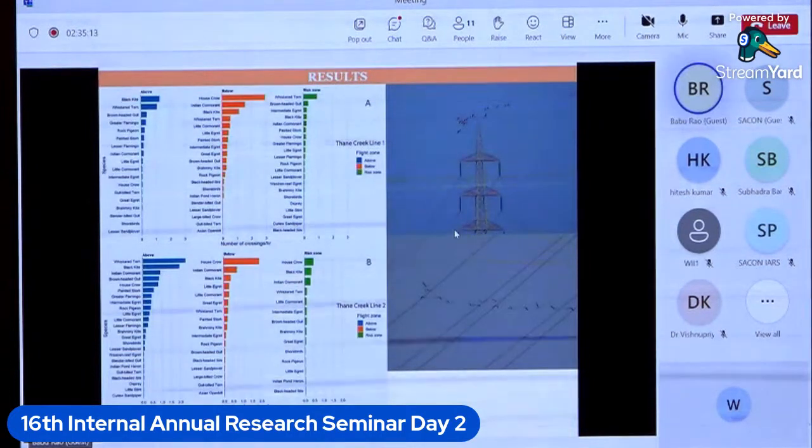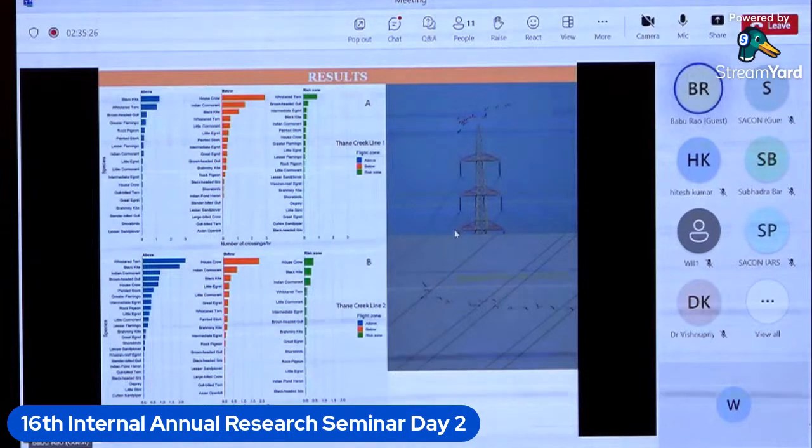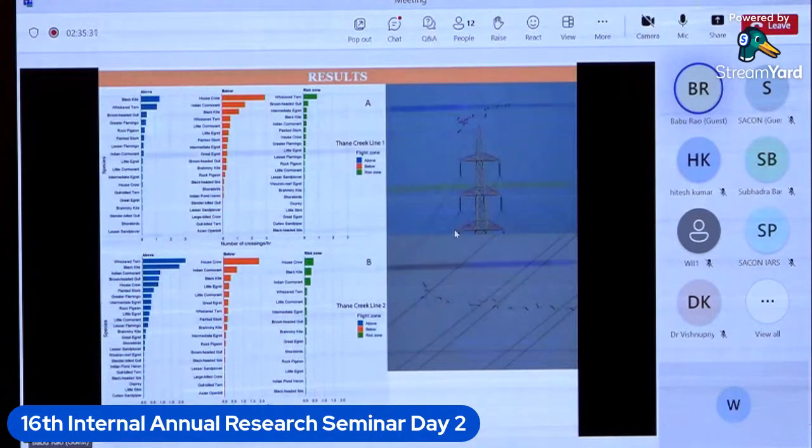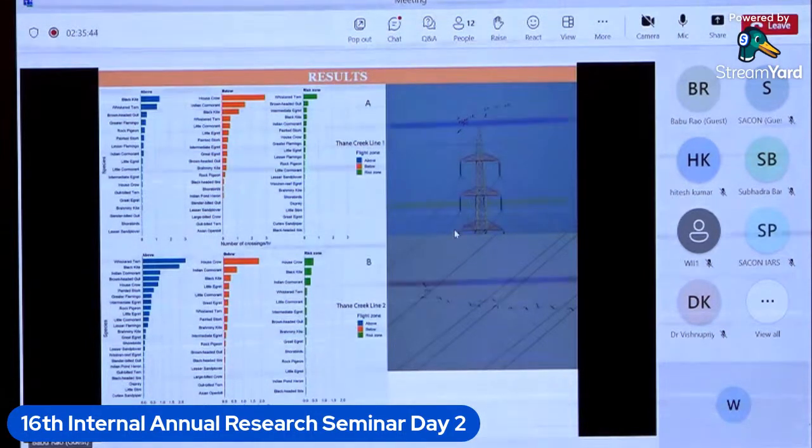From this figure, it is clearly evident that the overall flight activity was relatively low in the safe zone as compared to the risk zone. This was mainly attributed to the existing transmission lines being about 100 years old. Due to the presence of existing transmission lines, birds might have adapted to these human-modified structures.